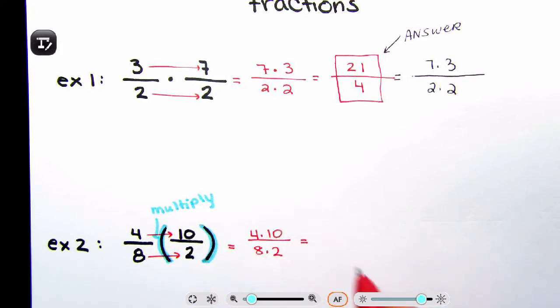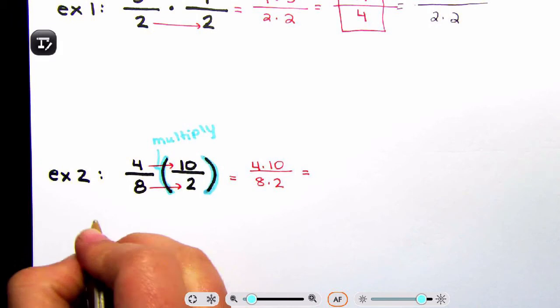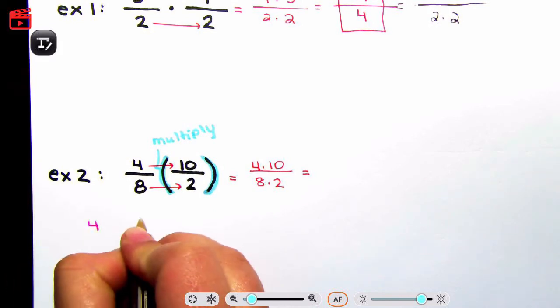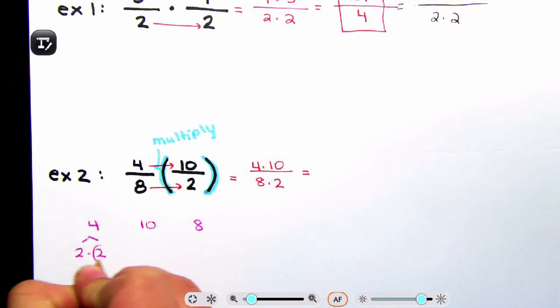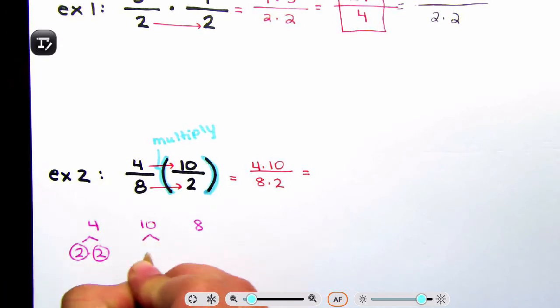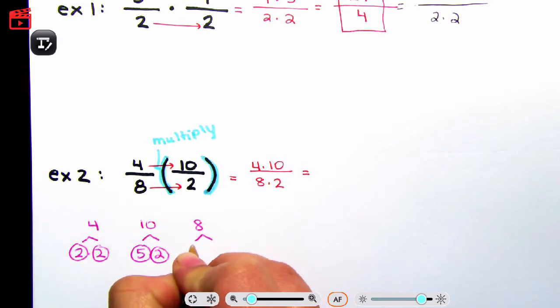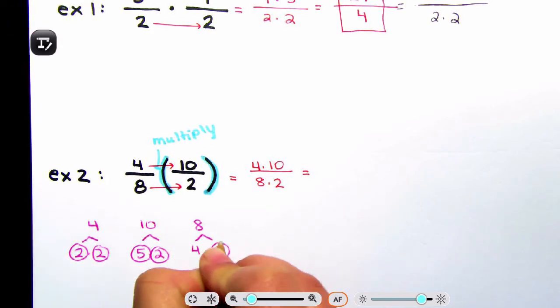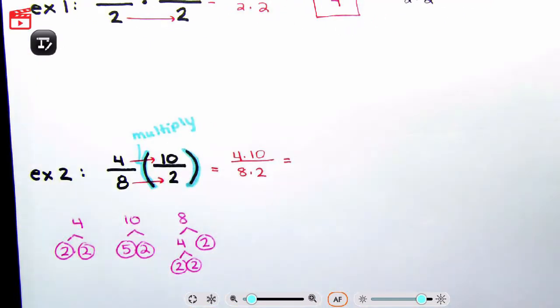So here's one example. I know that 2 is prime, but 8, 4, and 10 are not prime. So what we can do is really quickly determine what those are. I have 4, 10, 8. Those are not prime numbers. 4 is 2 times 2. 2 is prime, 2 is prime. 10 is 5 times 2. 2 is prime, 5 is prime. 8 is 4 times 2. 2 is prime, 4 is not prime, so I have 2 and 2.